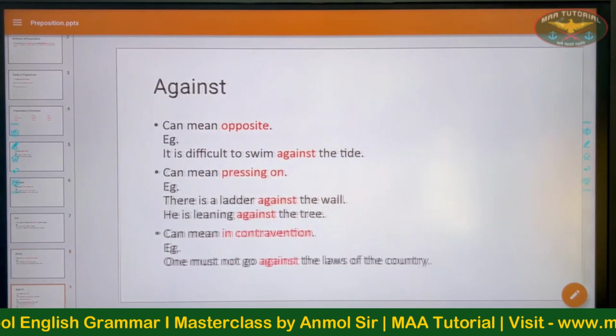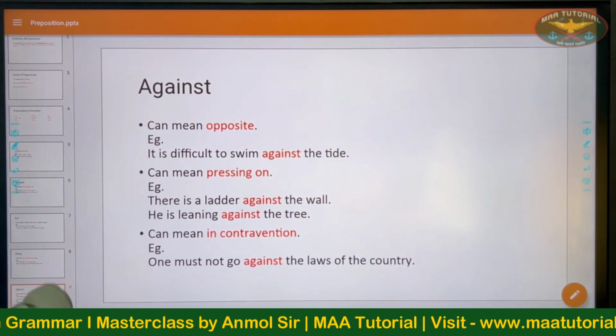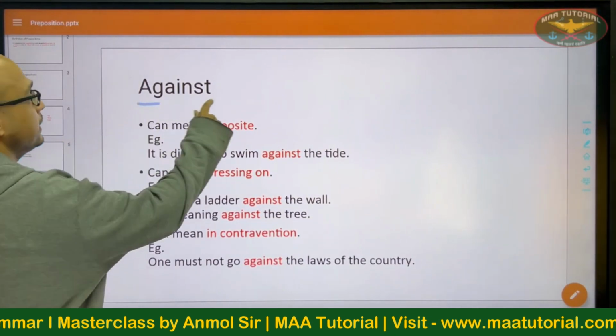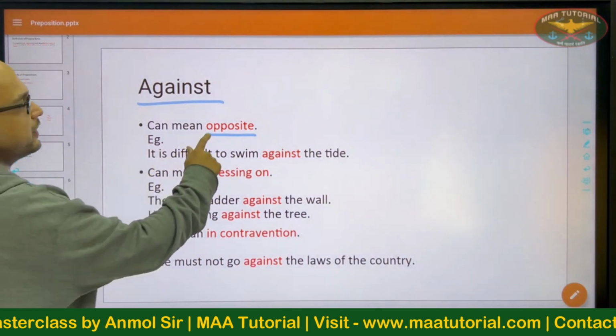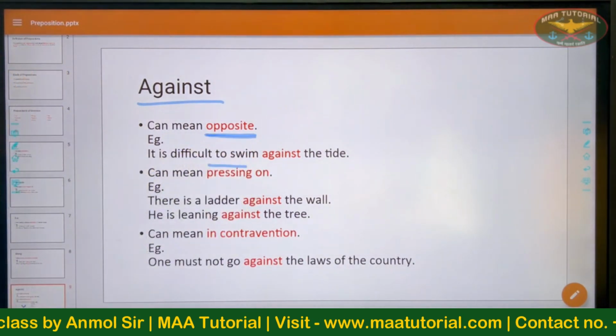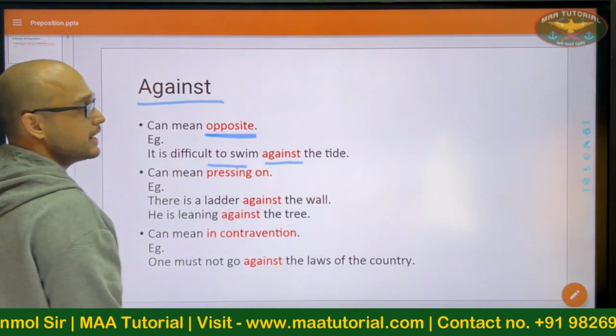Let's move on to our next preposition of direction, against. Now this can mean many things. This can mean three things. We'll see the three things. First, it can mean opposite. For example, it is difficult to swim against the tide.